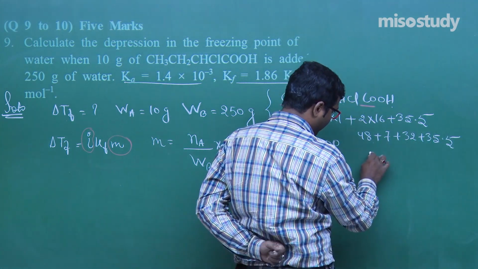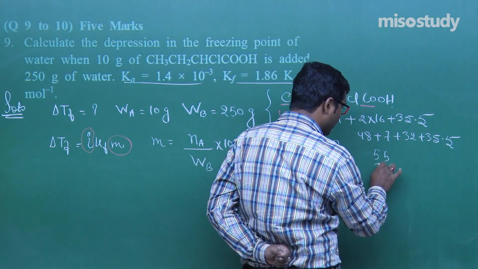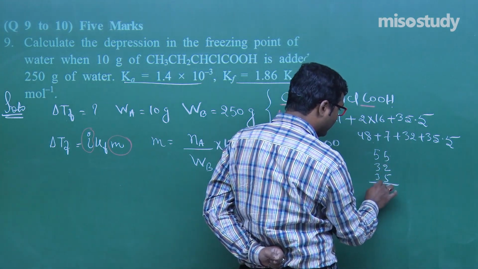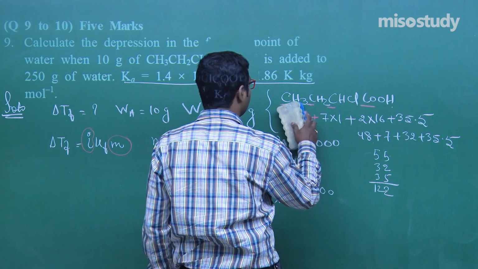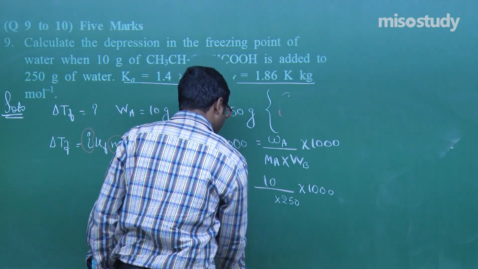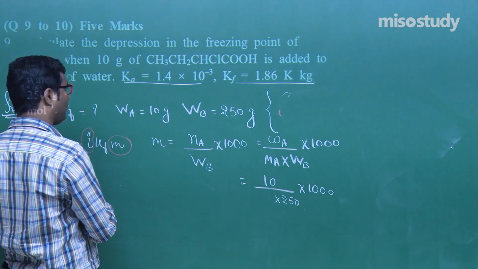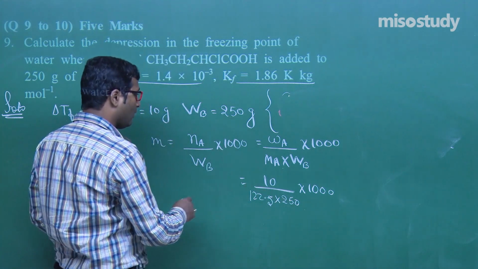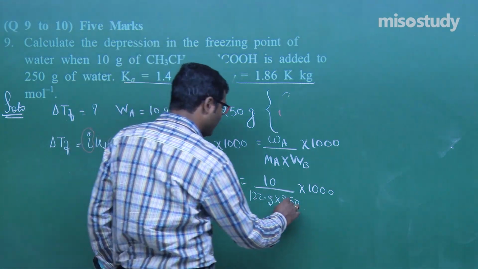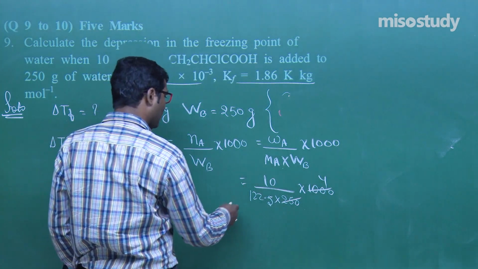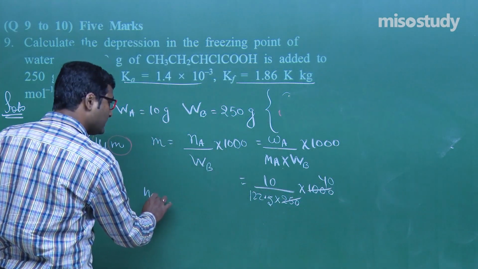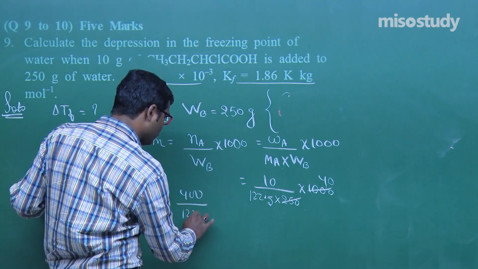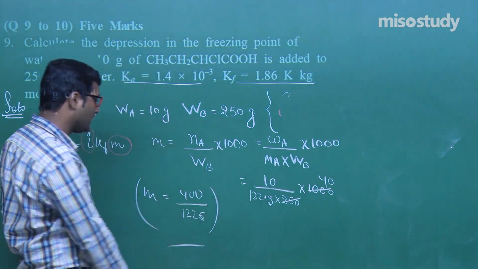Add here: 55 plus 32 plus 35.5. That is 122.5. So we can write here the molar mass is 122.5. Now by putting this value, what will happen? We get the value here, my friend, that molality is equal to 400 upon 1225. You can solve this, that is the molality.